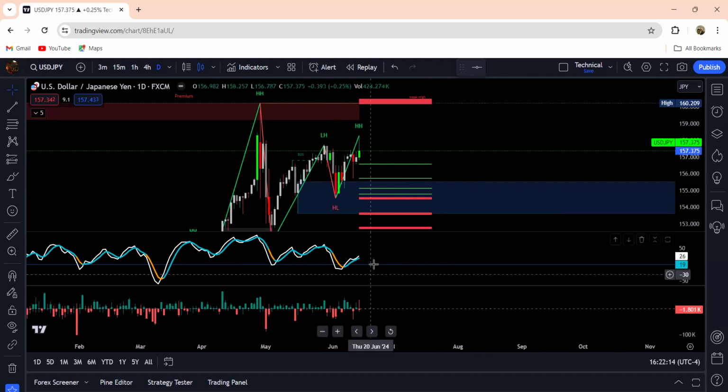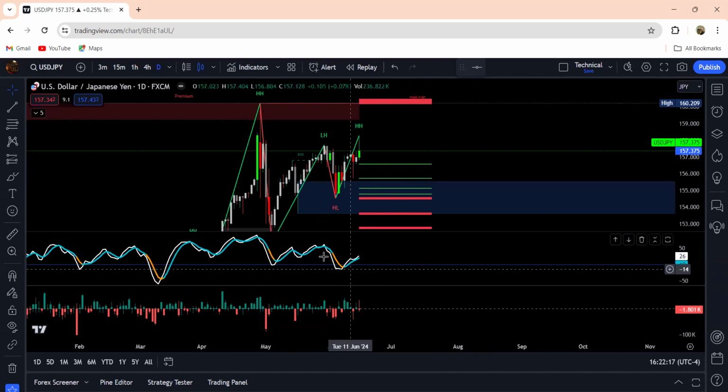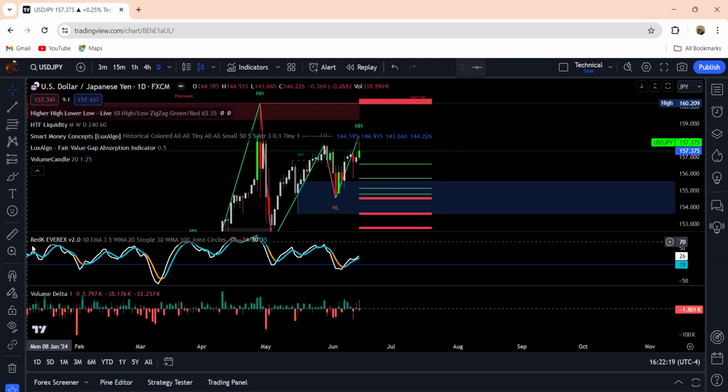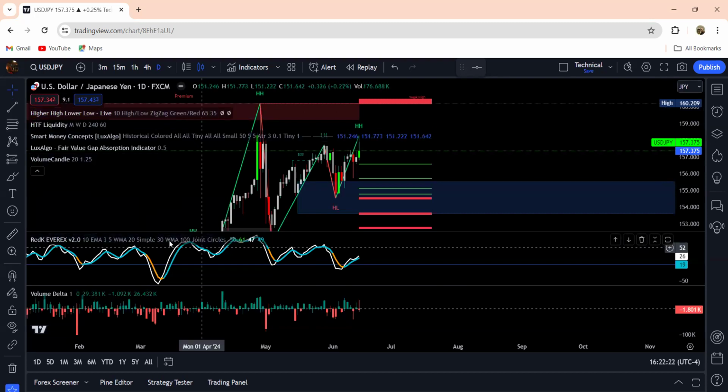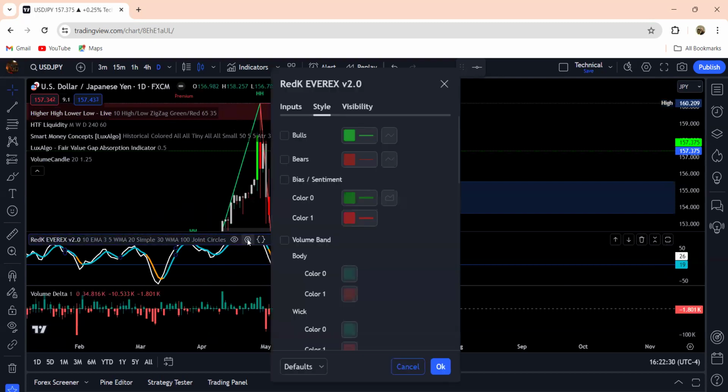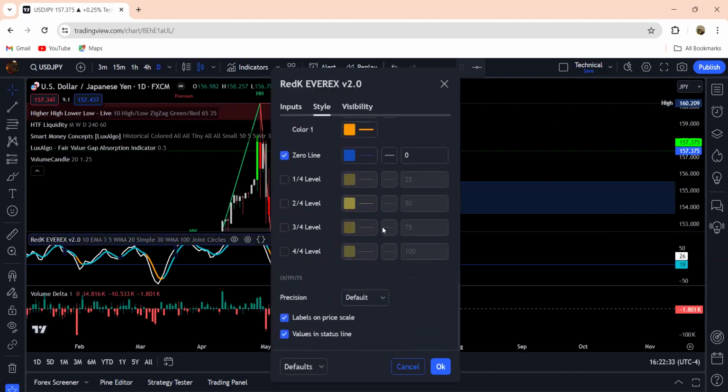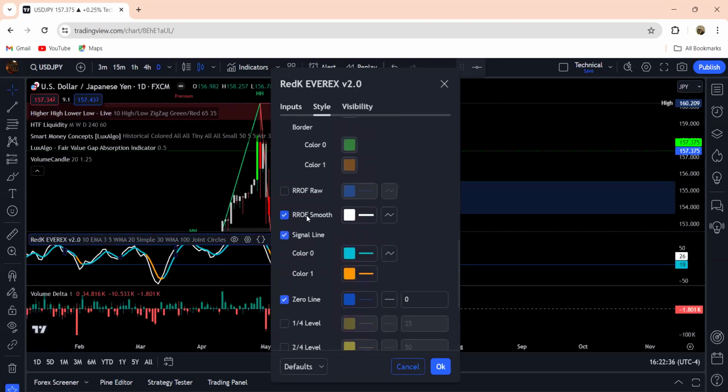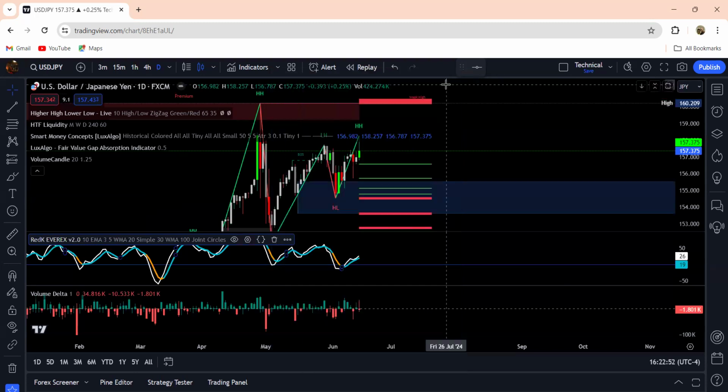start with the daily time frame utilizing some type of momentum oscillator. For me, I'm utilizing the Red K EverX. This one is effort and results. I took everything off but the oscillator itself, and these are nothing more than moving averages. So you have your slow period and your fast period. Your RROF smooth is the white line, and then your signal line is the blue line, which turns blue and orange or yellow, however you want to see it. These are our lines that cross each other for trade setups and entries.